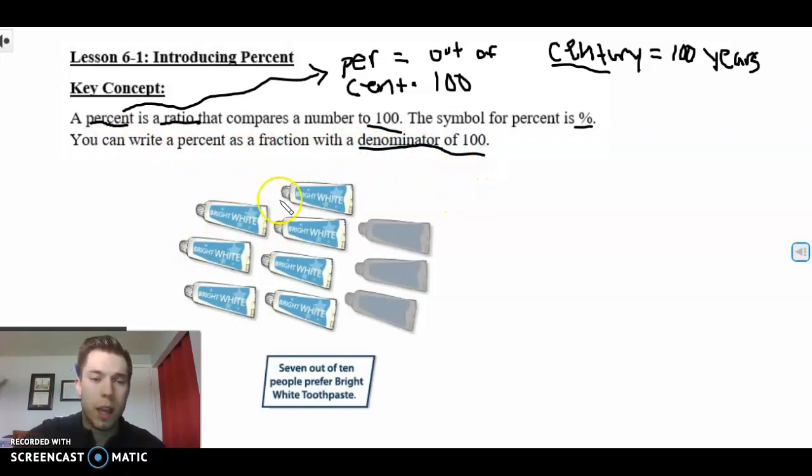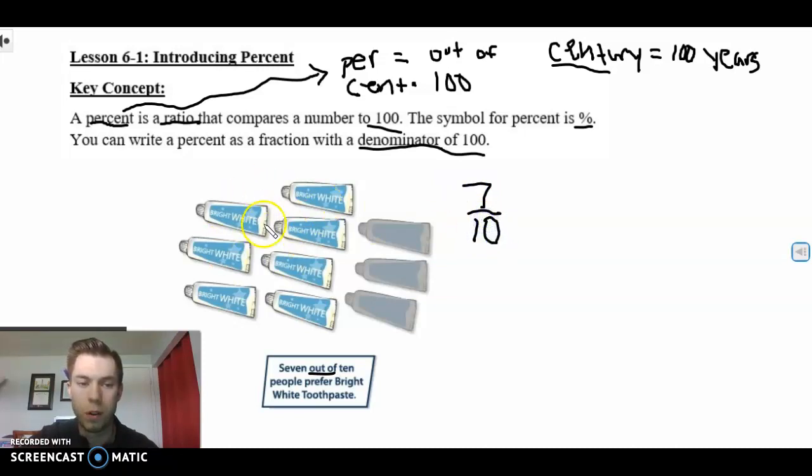So with this, we have 7 out of 10 people prefer bright white toothpaste. It's important to note here that we have 7 out of 10. This is a ratio. So we can go ahead and create a ratio from this, and we're going to write it as a fraction ratio, which is what we've been doing lately. So we have 7 out of 10 people who prefer the bright white toothpaste.